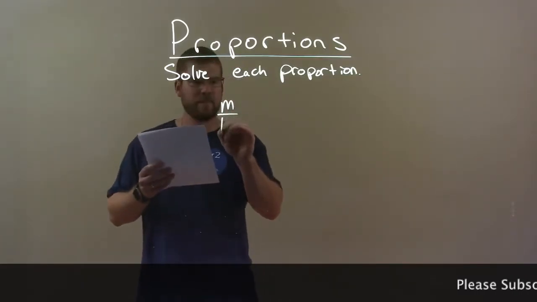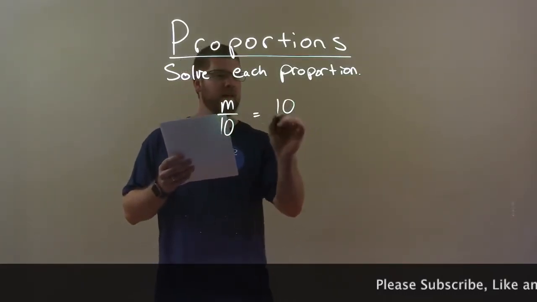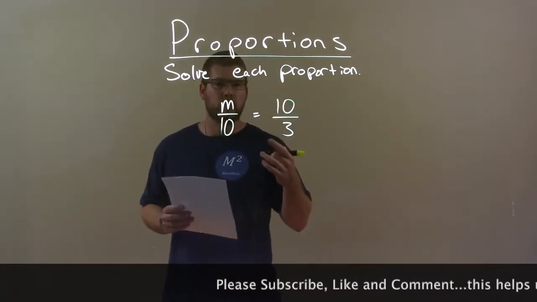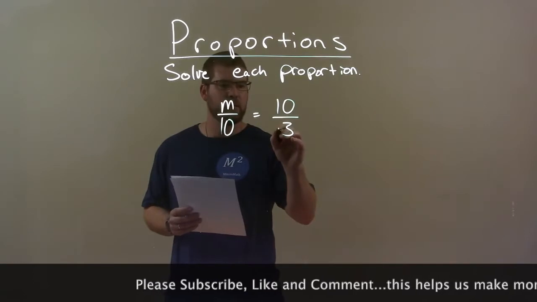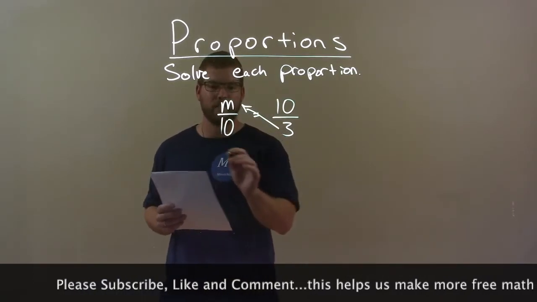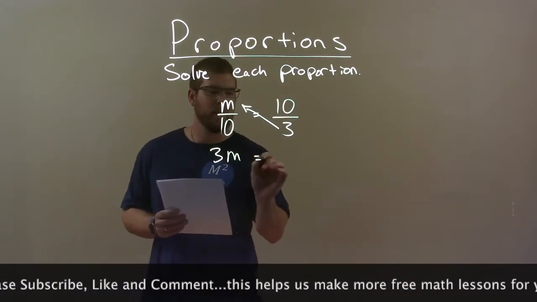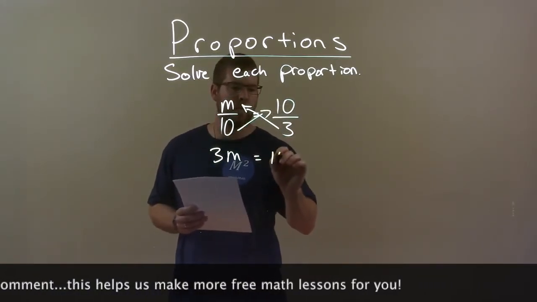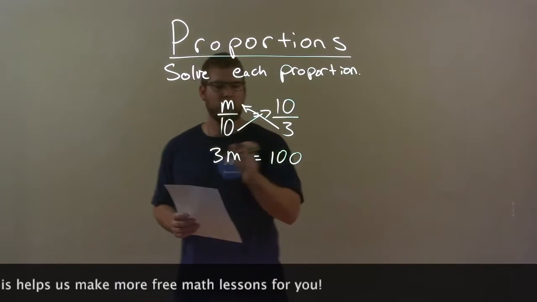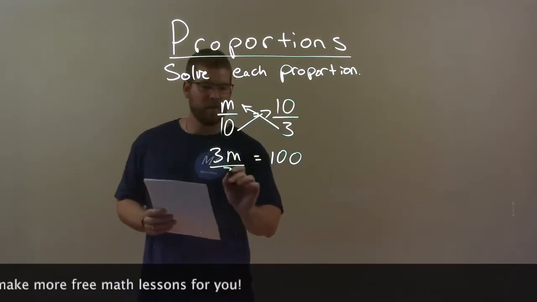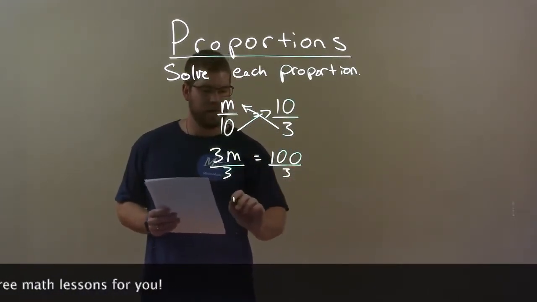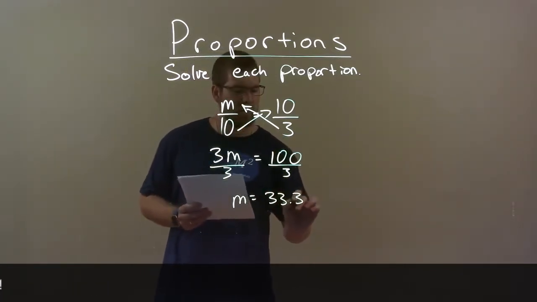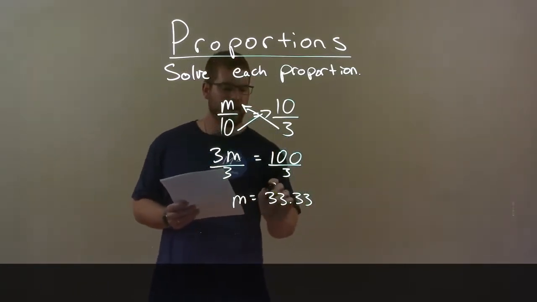m over 10 equals 10 over 3, okay? Well, what I want to do here is cross multiply, okay? I take the 3, I'm going to multiply that by the m. That's 3m, equal sign stays here. 10 times 10 comes out to be 100. Now I have 3m equals 100. Divide by 3 to both sides to get m by itself, and a rounded answer of 33.33 when we take 100 and divide that by 3.